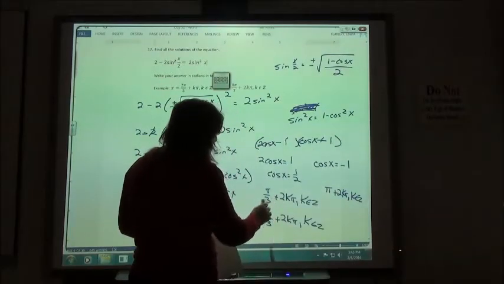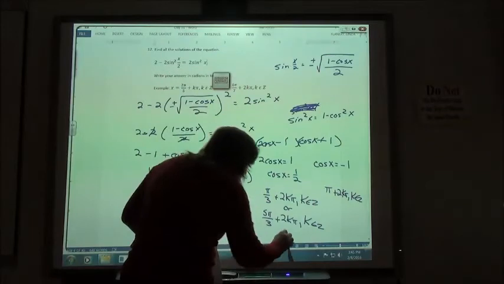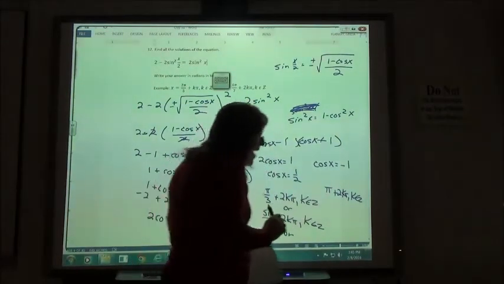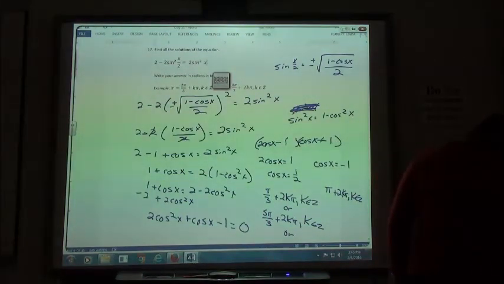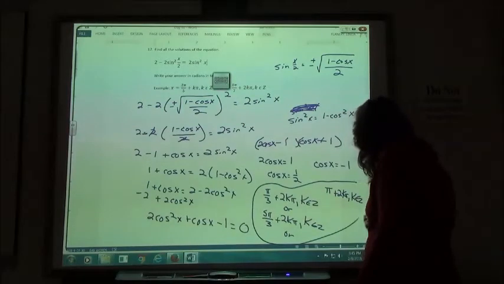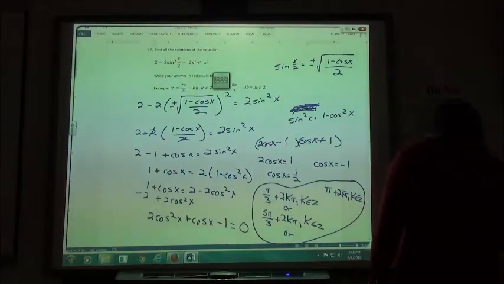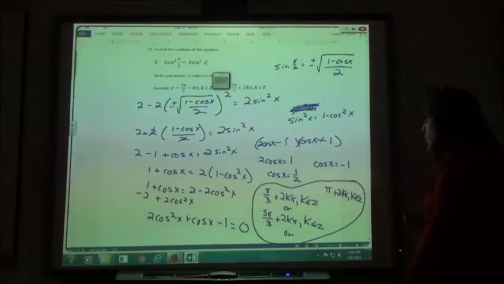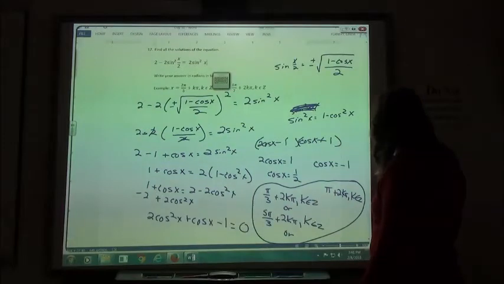So we're either going to have pi over 3 plus 2k pi, or 5 pi over 3 plus 2k pi, or pi plus 2k pi. And so all three of those are going to go in for your answer. Pi over 3 plus 2k pi, 5 pi over 3 plus 2k pi, or just pi plus 2k pi, since that's the only place cosine equaled negative 1. One more on this sheet.